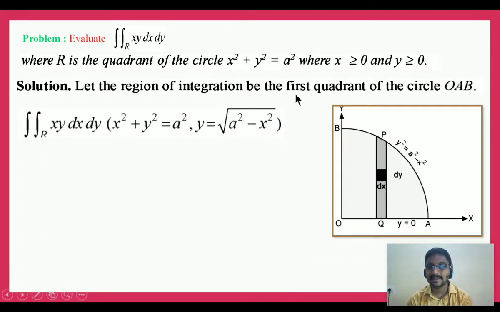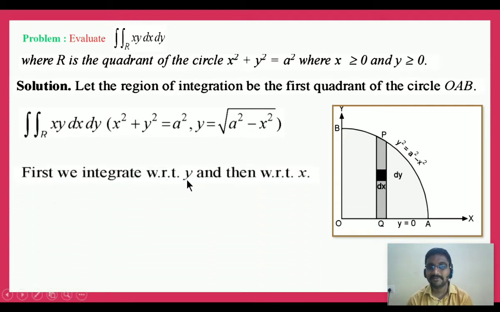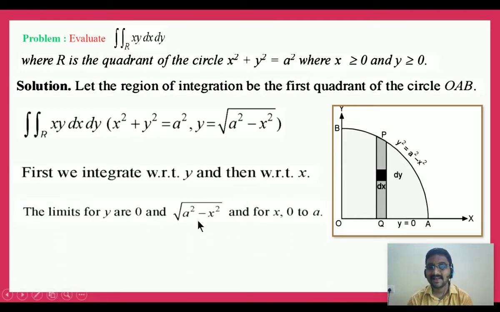Solution. Let the region be the first quadrant of the circle OAB. So the problem is a circle and y equal to root of a square minus x square. First we integrate with respect to y and then x. The limits of y are 0 to root of a square minus x square and x limits are 0 to a. Y varies from 0 to root of a square minus x square and x varies from 0 to a.